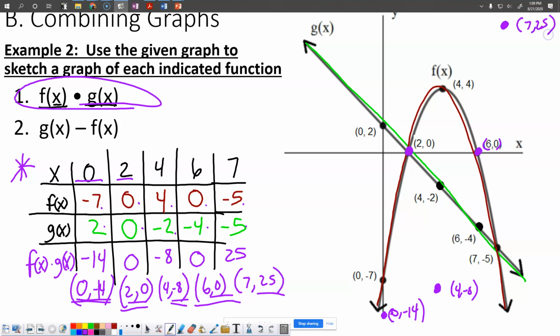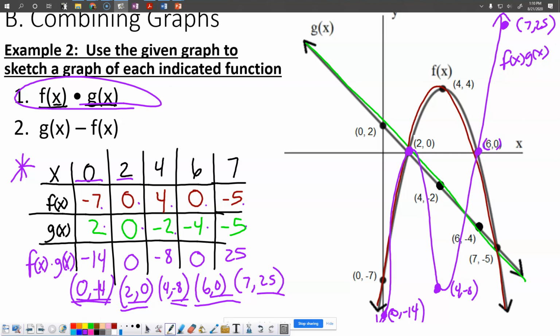And if I connect those dots in order, starting with the first one, we go up, down, up, like so. So that purple thing that I just drew is a new graph, and that new graph is the graph of f of x times g of x. So I combined the red line with the green line, and it created a new line, the purple line.